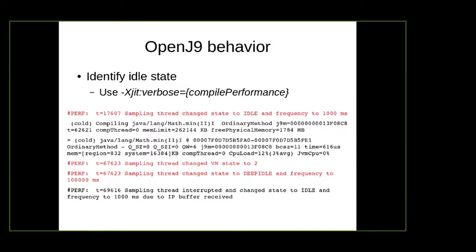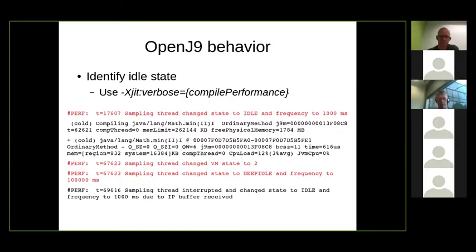Following that, there is a couple of compilation related information, and after that, at time 67 seconds, you see that there are two messages. The sampling thread has changed its state to deep idle, and at the same time it also notified the VM to change its state to idle. That number 2 indicates that the VM state has been changed to idle. So if you want to determine whether your VM is running in idle state or not, you can enable JIT logs and look for this particular statement: sampling thread changed VM state to 2.